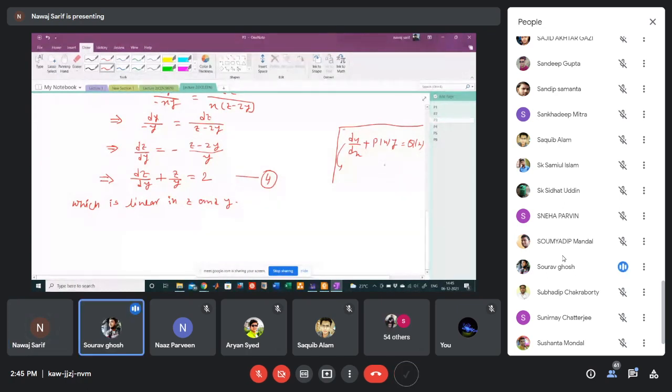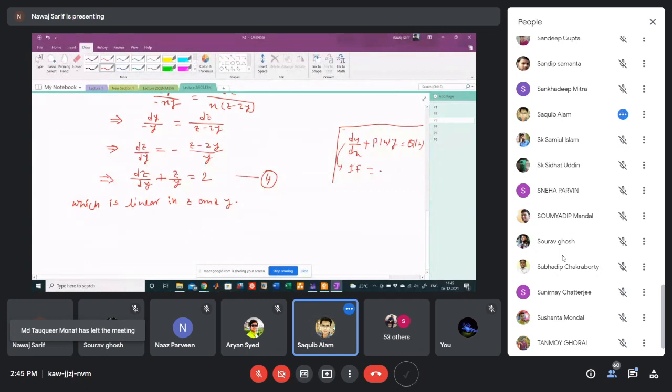Sir, we take the integrating factor. Okay, first you have to find the integrating factor. So what will be the integrating factor here? How to write the integrating factor? It is e to the power integral of P(x) dx. Okay, this is the integrating factor.